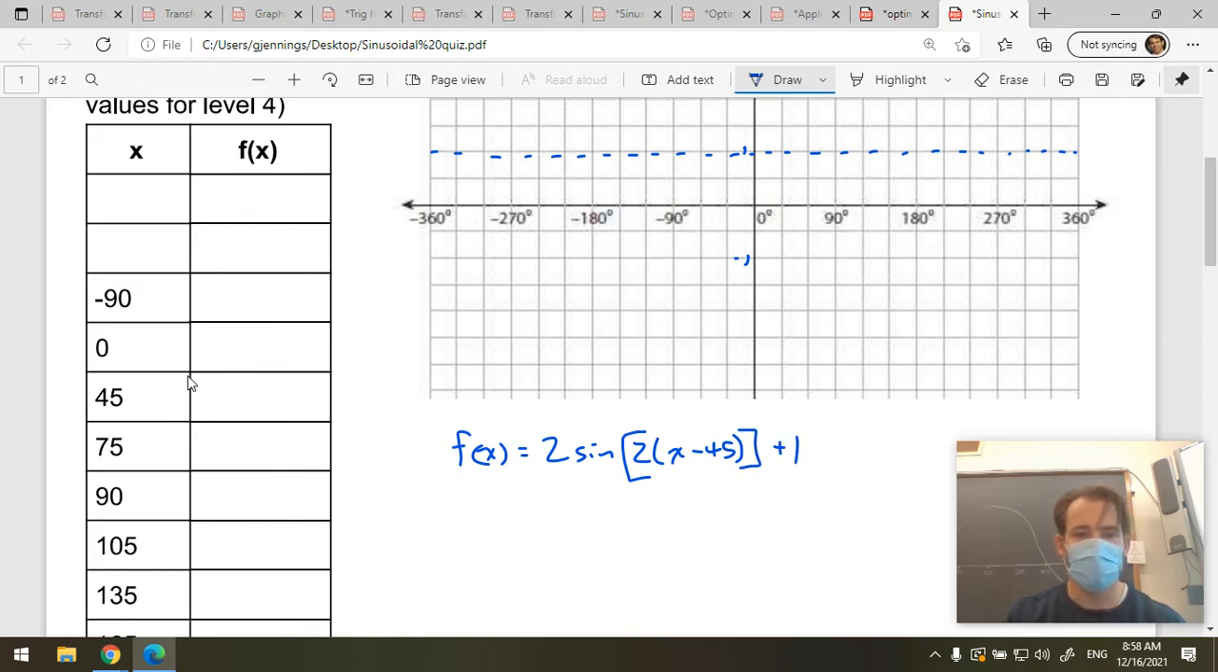Let's put in the value 0 for x and we'll see what that is. f of 0 is equal to 2 multiplied by sine of 2 times negative 45, so that's negative 90, plus 1. The sine of negative 90 is negative 1. So that's 2 times negative 1, which is negative 2, plus 1 is negative 1.